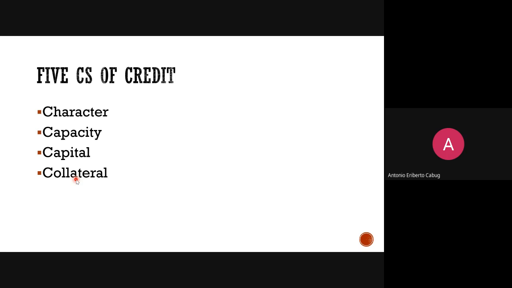Collateral, okay? So, hihingin nila yung mga bagay-bagay na pagmamayari mo. Pwede nila kunin kapag ginawa niyong collateral, tapos hindi kayo nagbayad. Tapos conditions, like interest rate, principals, and state of the economy. Okay? So, those are the 5 C's of credit.